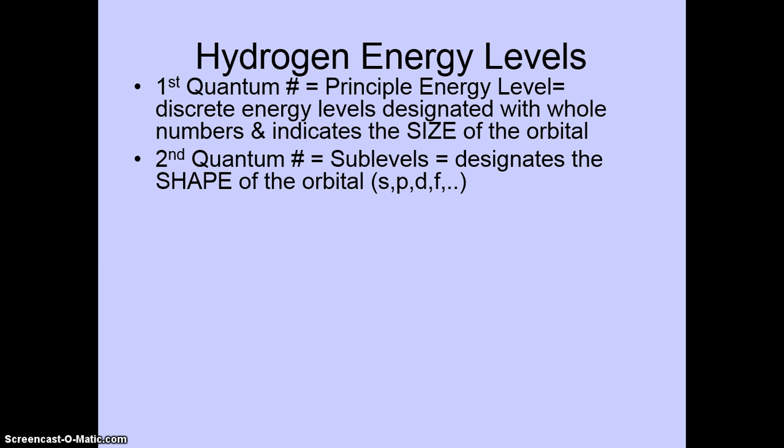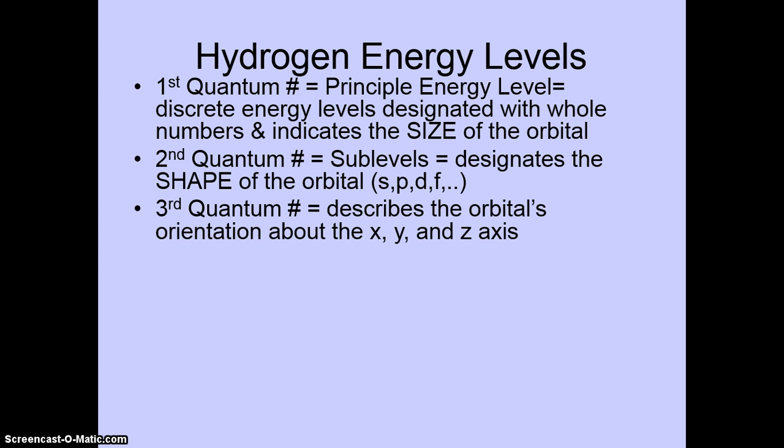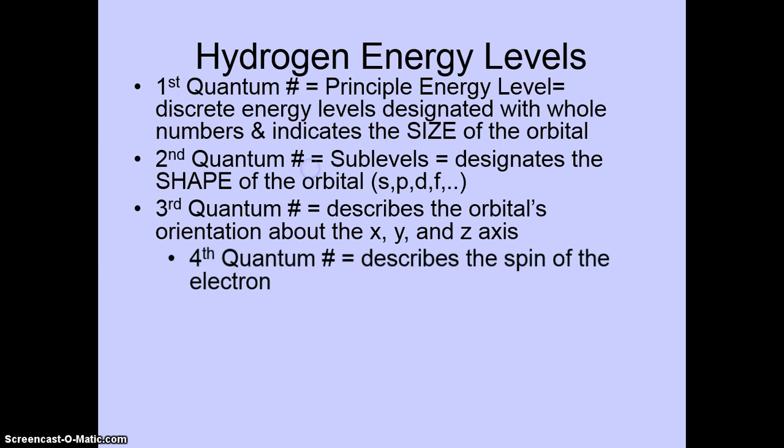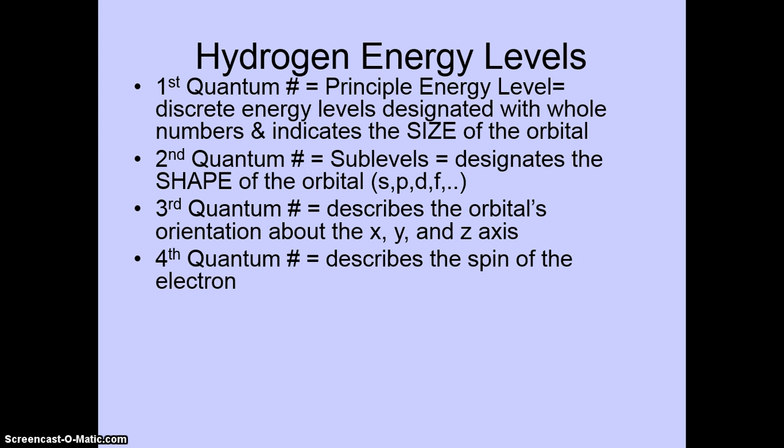The second number we're going to look at designates the sublevels, and it actually is the shape of the orbital. So the second quantum number is going to be a letter. The letter is going to be such as S, P, D, F, depending on the shape of the orbital. I know this all seems confusing to start with. I promise that it will get ironed out as we go along. The third quantum number describes the orbital's orientation about the X, Y, and Z axis. And the fourth one describes the spin of the electron.